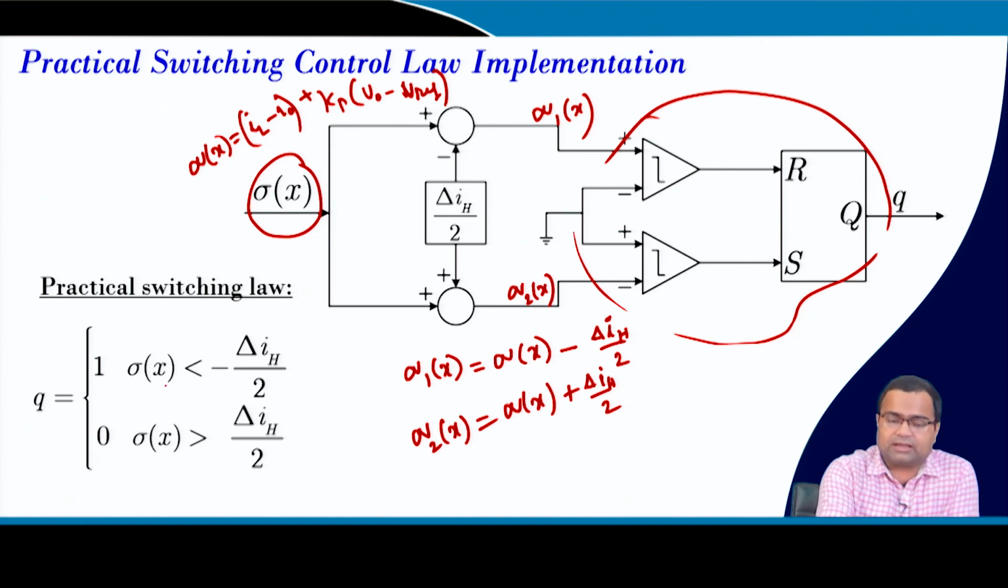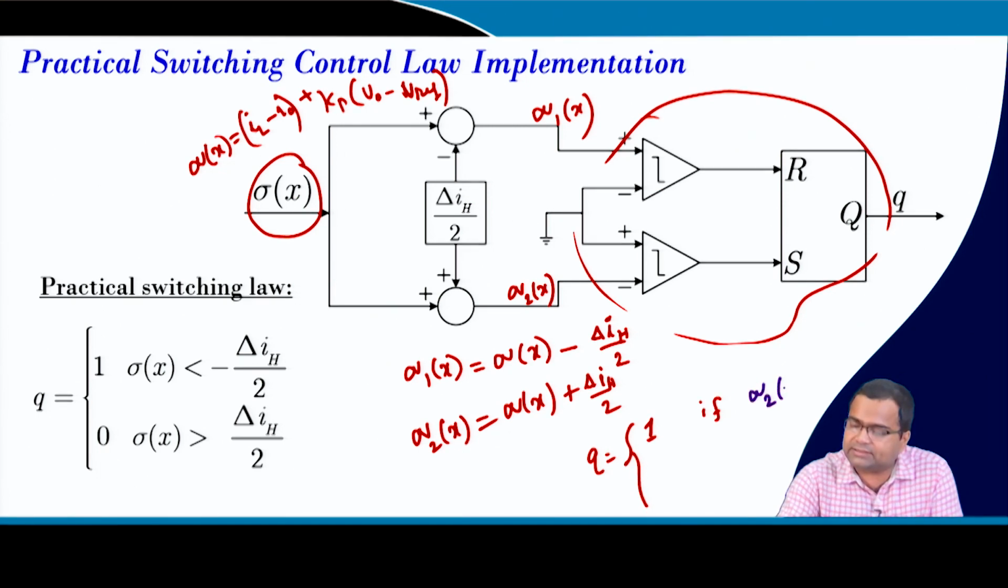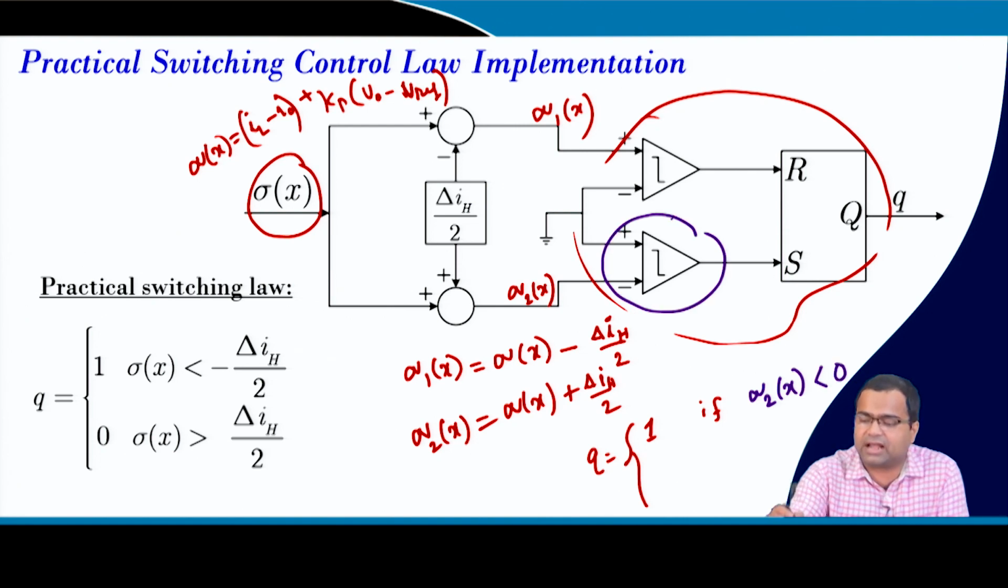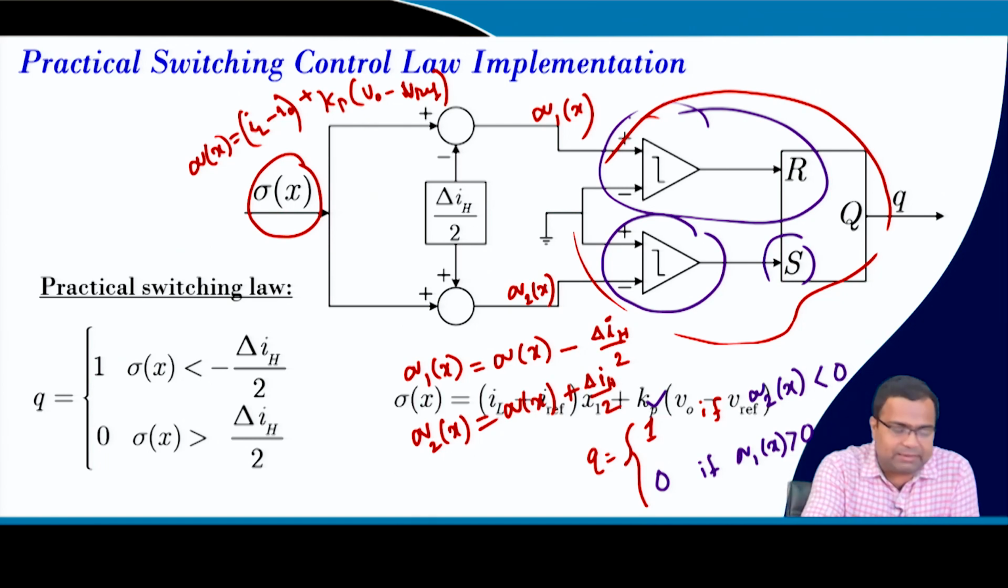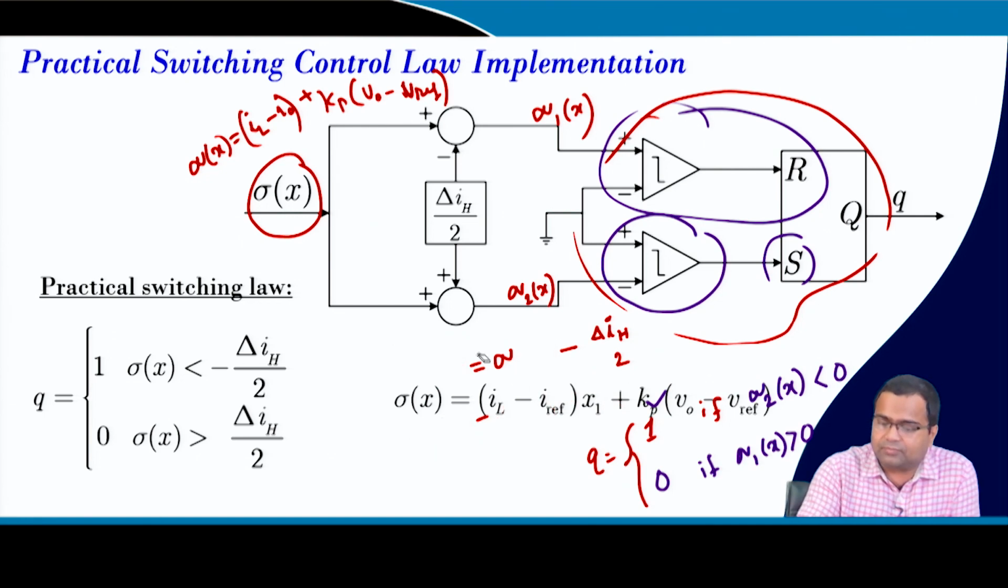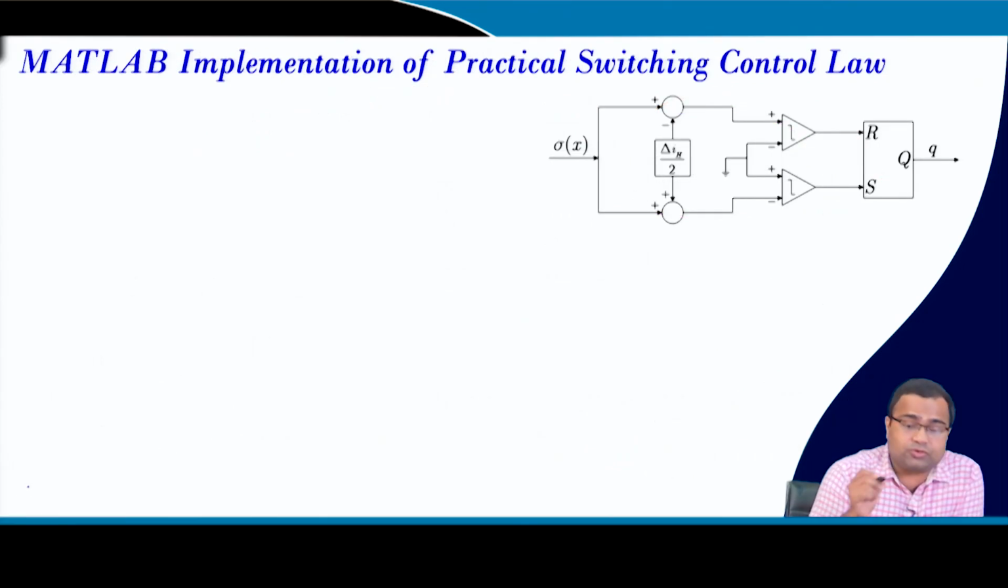That means, what we got, q equal to 1 if sigma 2x is less than 0. You see, this is the logic, that it will set, it will become 1, and it will be 0 if sigma 1x is greater than 0. So, we can implement and realize this logic. Now, I want to show the MATLAB implementation.